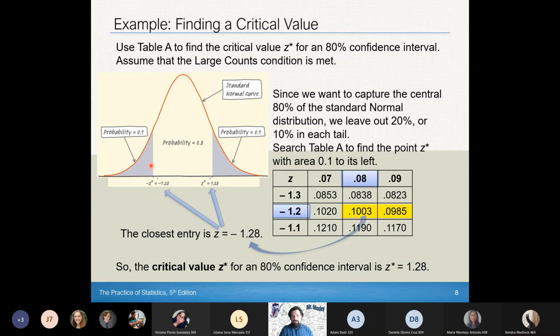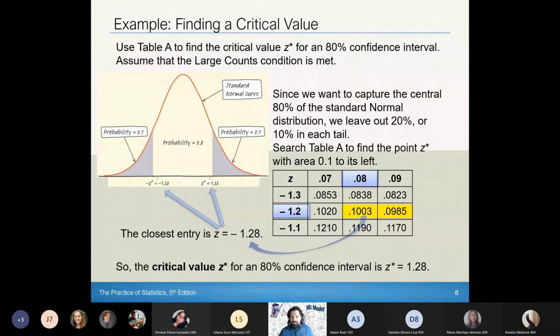Is there anything I can clarify about this so far? For the 0.7, 0.8, 0.9, that's the table that we use to look for the answer. Yeah, so that's part of table A that they have taken out here.